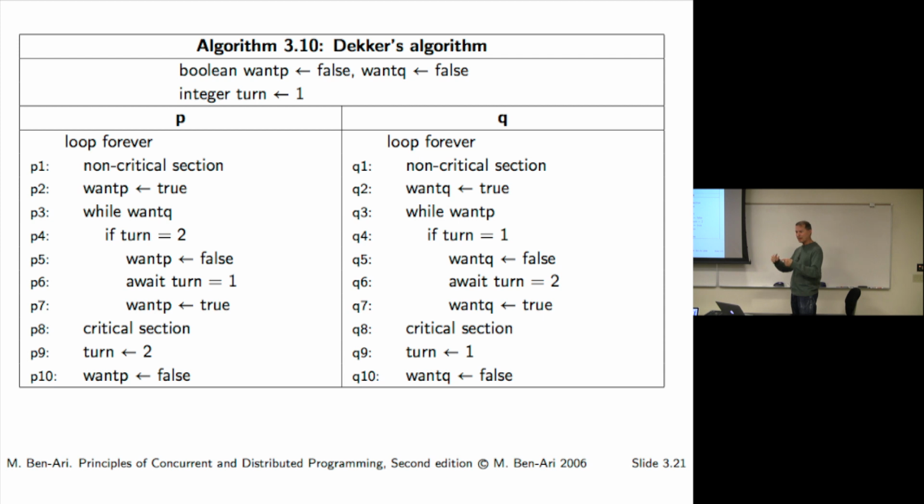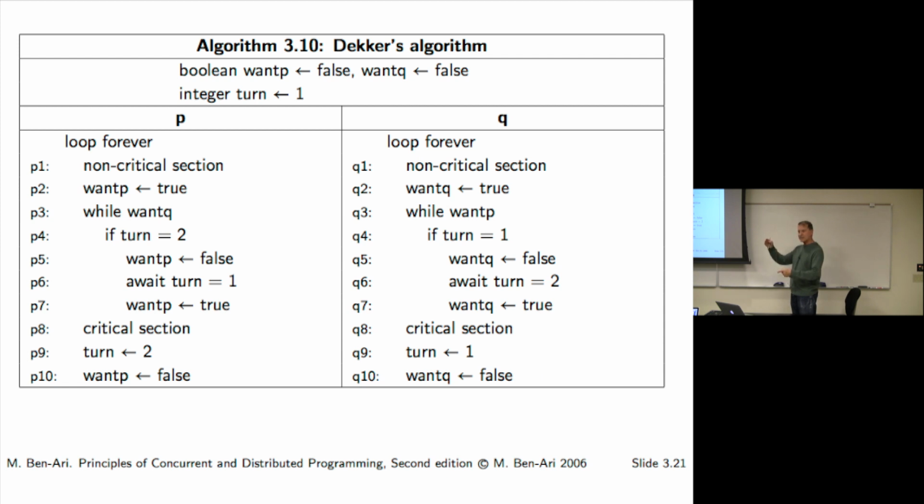If they're both in their pre-protocol, then instead of having them duke it out, which might cause starvation if it's spinning around, we will take turns. But taking turns only comes into play if they're both in their pre-protocol at the same time.